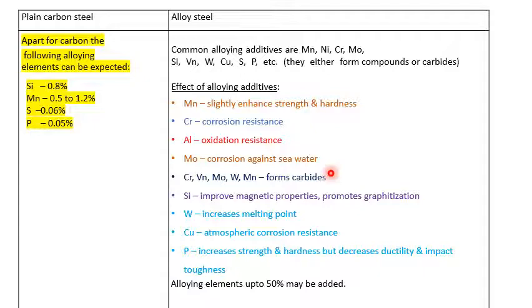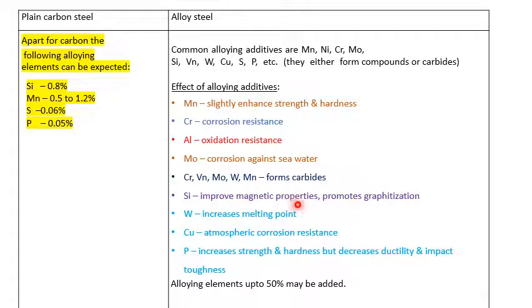The same thing here, chromium carbide, vanadium carbide, or tungsten carbide. These combine with the carbon which is present in the steel and form carbides. The carbides have a high melting point, and they act as precipitates. Precipitates are a solid solution strengthening.